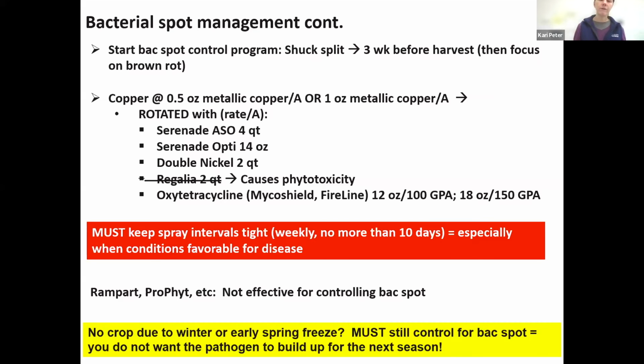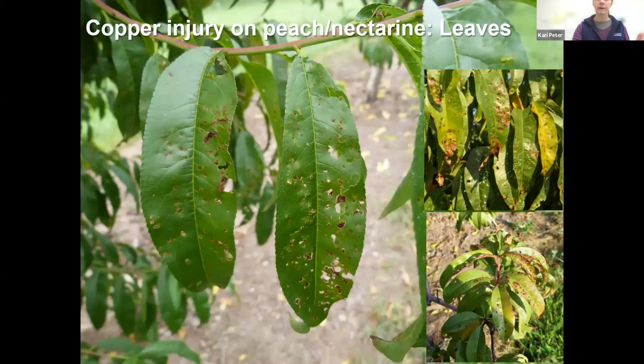Now, if you don't have any crop due to winter injury or some frost freeze event that wiped out your fruit, you still need to control for bacterial spot. It's on the leaves. You don't want the disease to build up. So just a quick reminder about that.